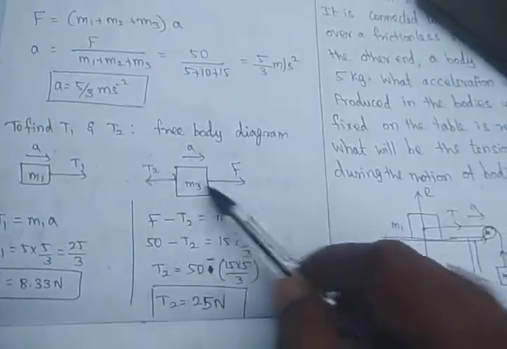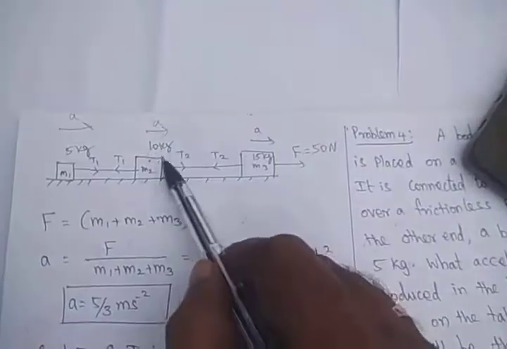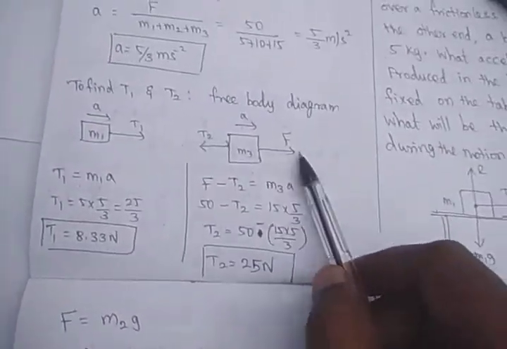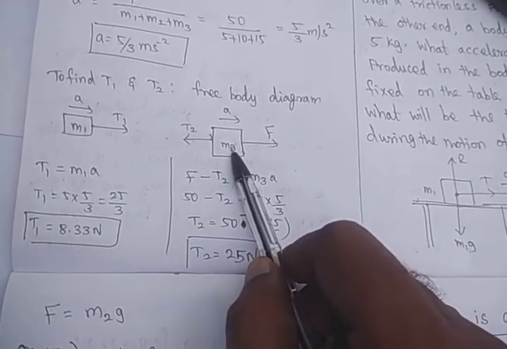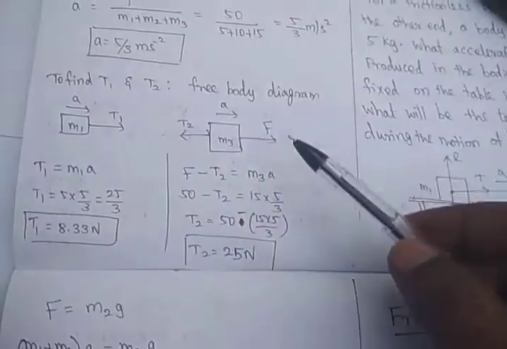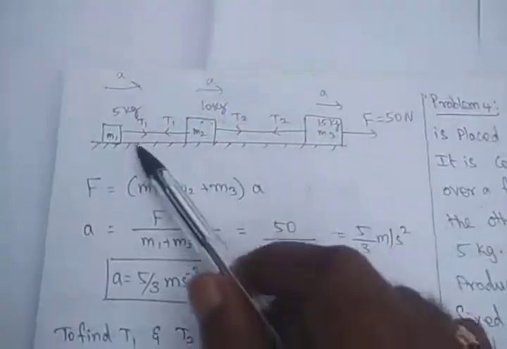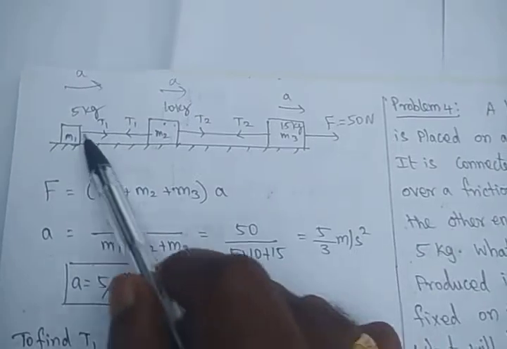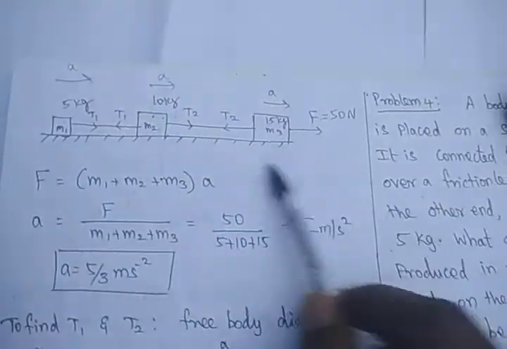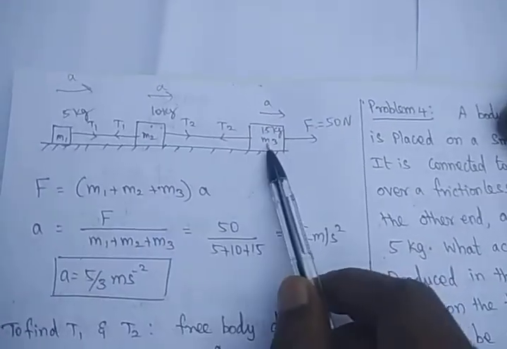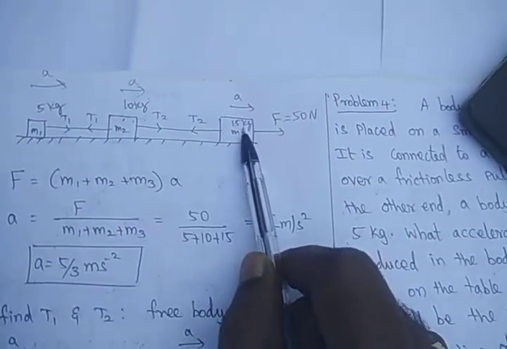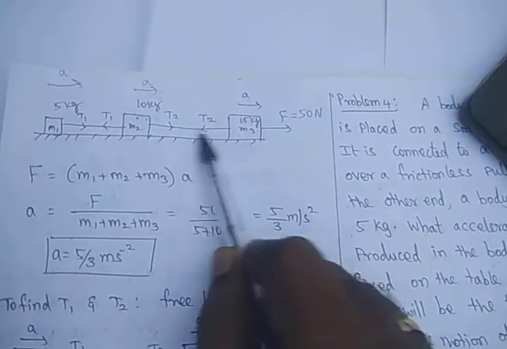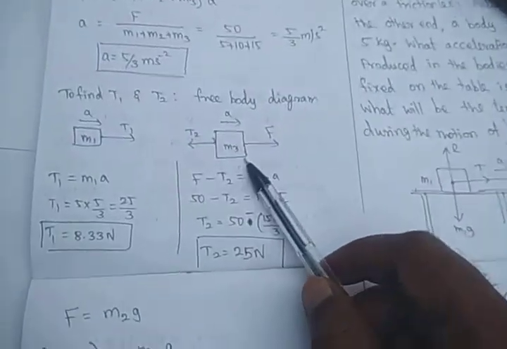So the tension T2, and there will be a force applied in this direction. This is the free body diagram of the second and the third mass. Very simple. They are asking you what T1 and T2 are, so we take the first body and the third body. The first body is M1 and the third body is M3. The first body's free body diagram has T1 alone. The third body's free body diagram has the force F and T2 in this direction, as shown here.